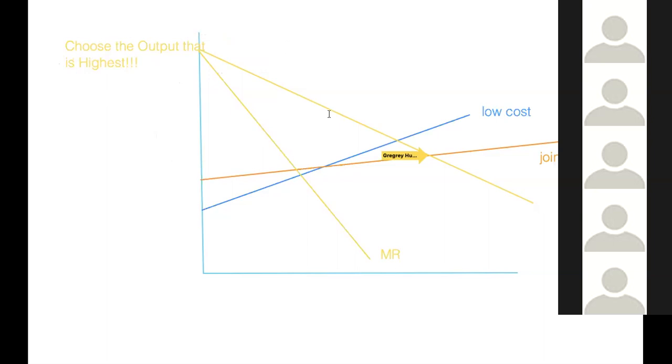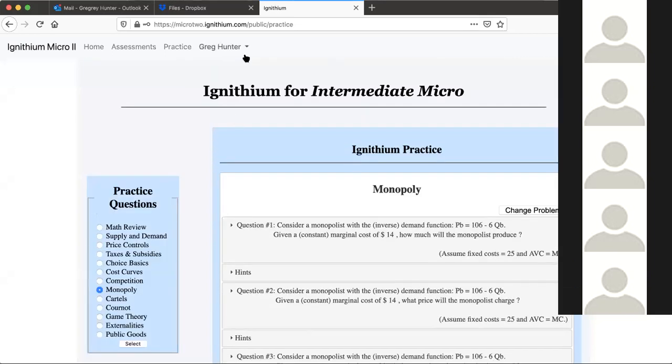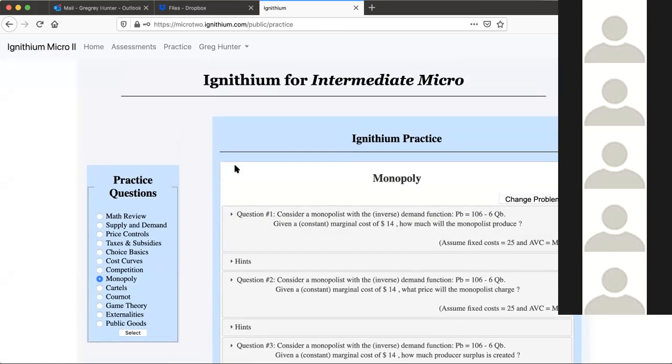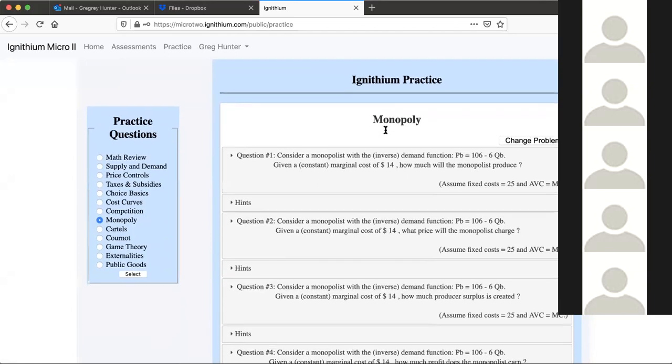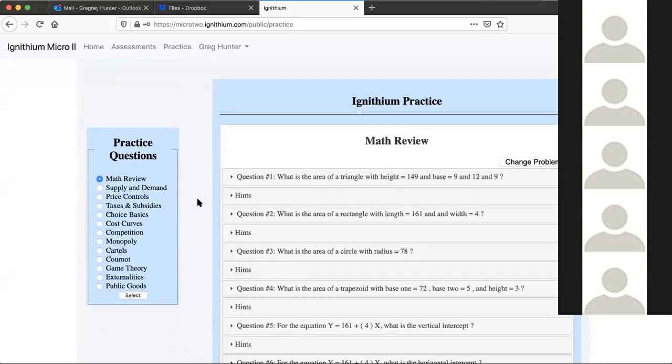So I'm going to stop sharing my whiteboard and share my screen. There we go. Okay, so let's go ahead. Can everybody see the monopoly problems from Ignithium? Okay. Yeah. Okay. Let me change the problems just to refresh, because it's been idle for a while.